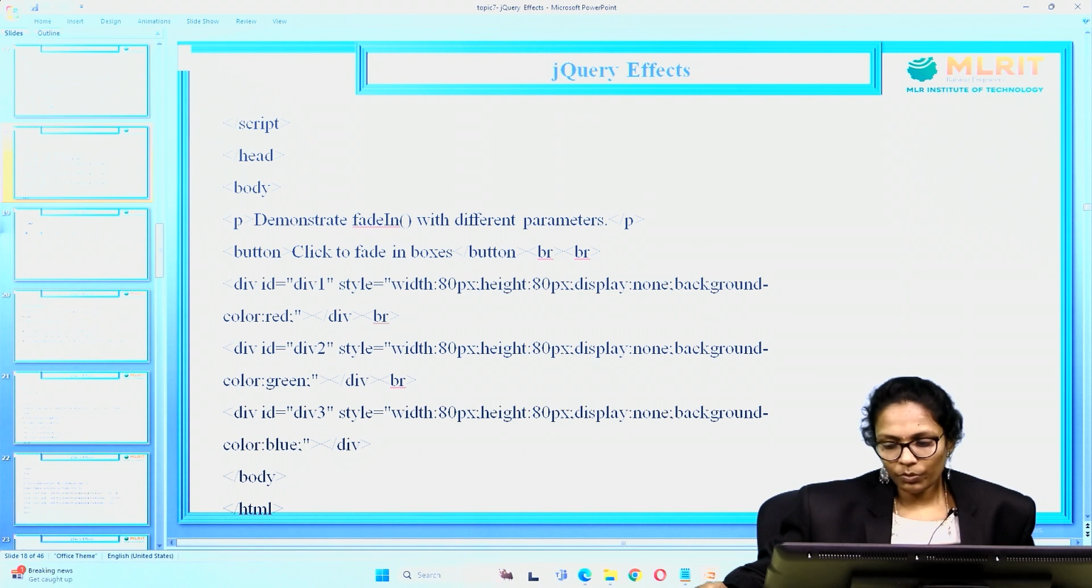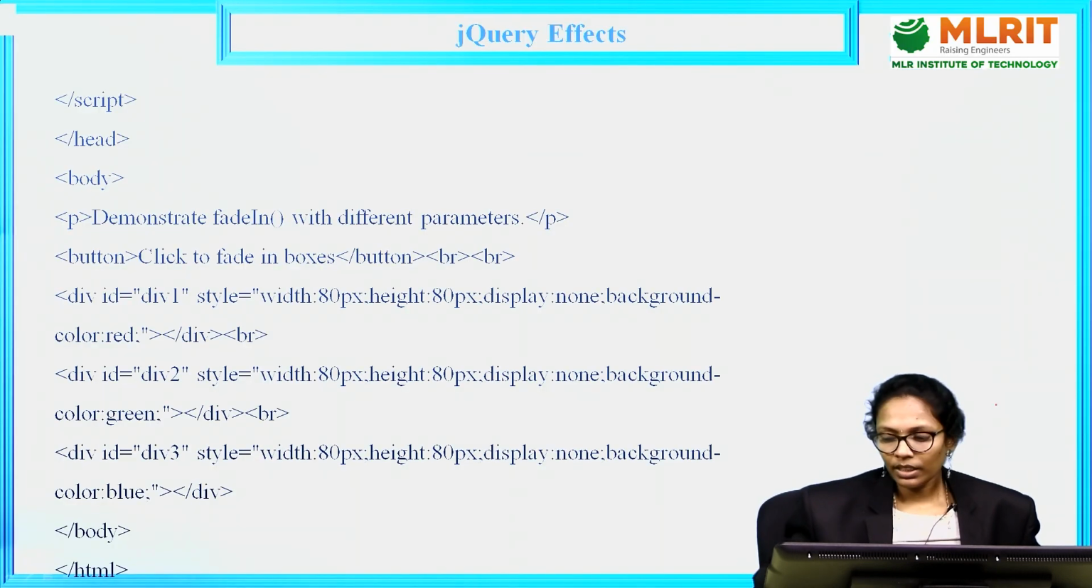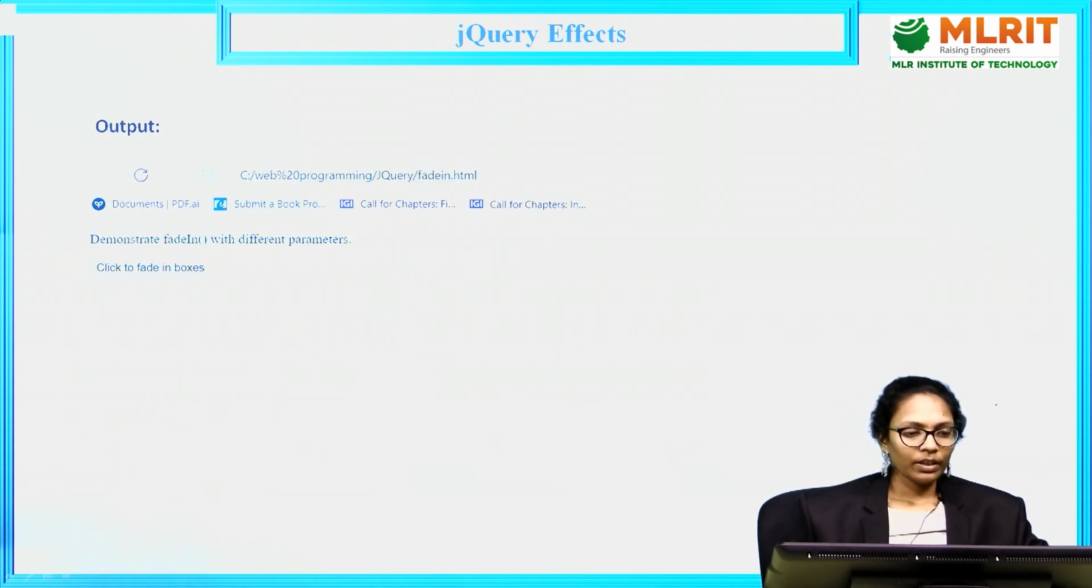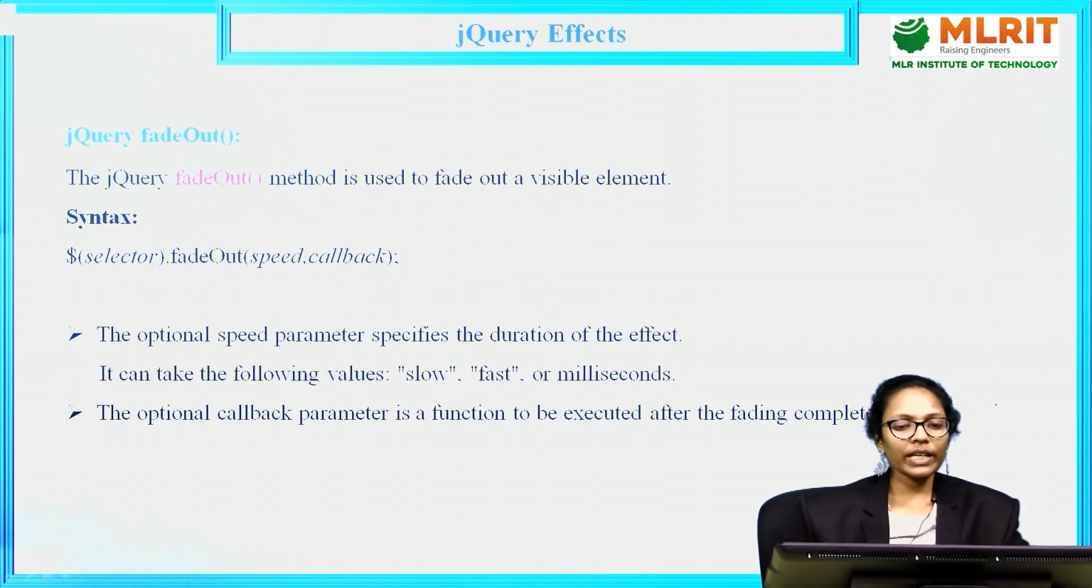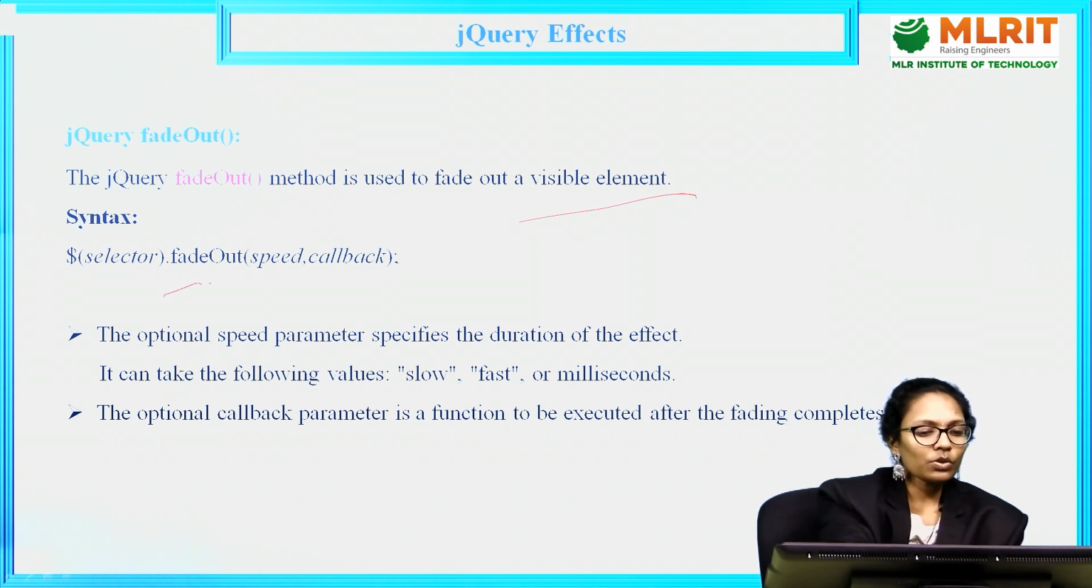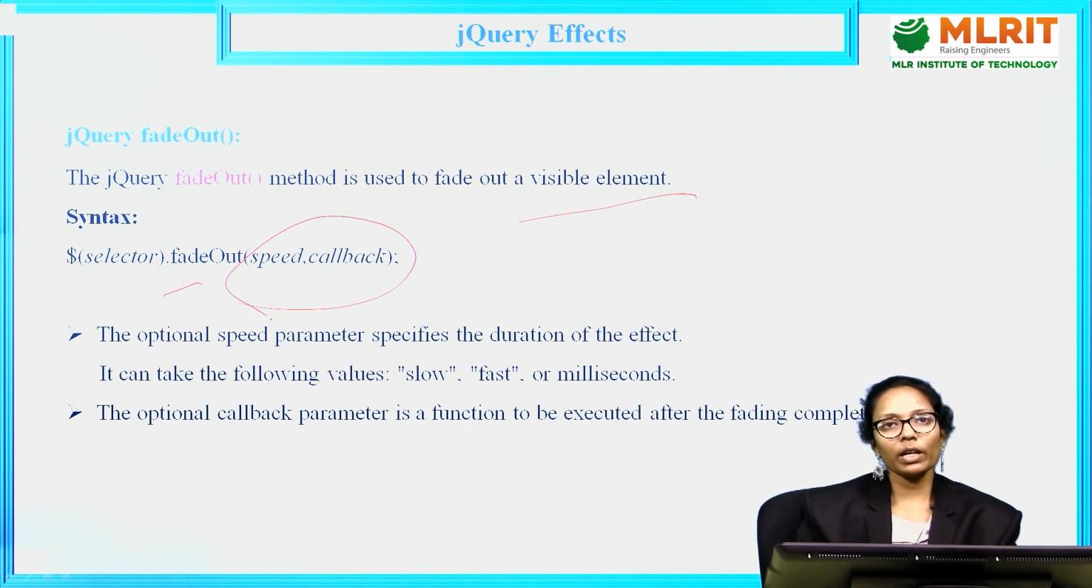So this is about fading. Fading, in the sense, will display the elements which are in hidden position. And next is fade out. Fade out, in the sense, will fade out the visible elements. So whatever elements you are displaying will be faded out. For this fade out also, the syntax is the same. It will take 2 parameters just like the fade in or the show and hide methods, speed and callback.